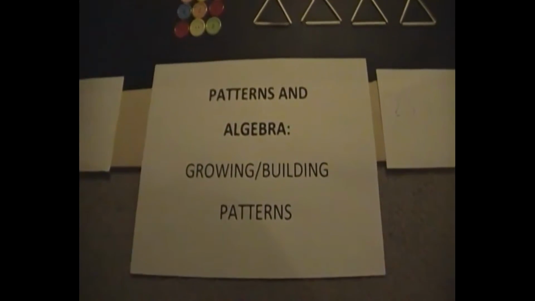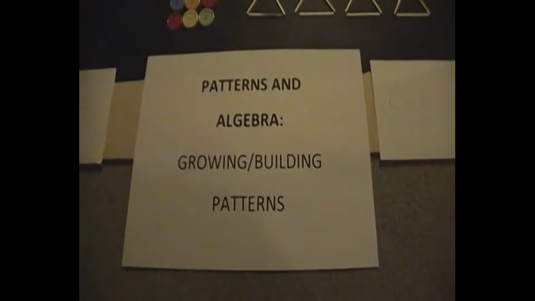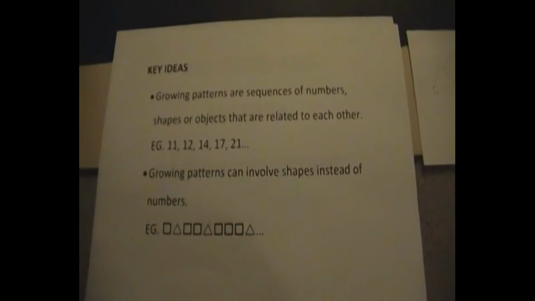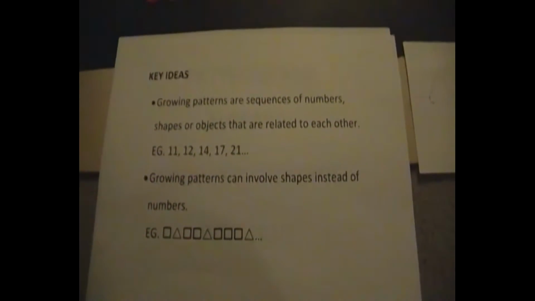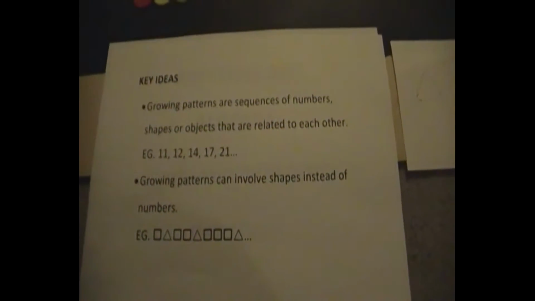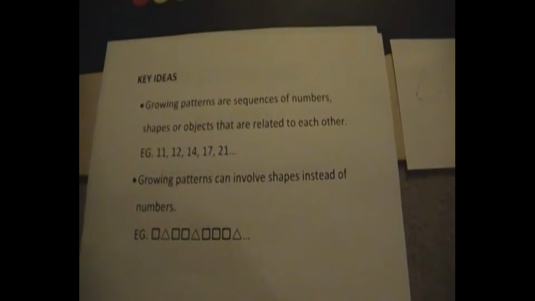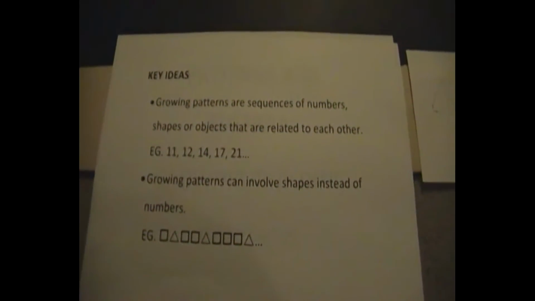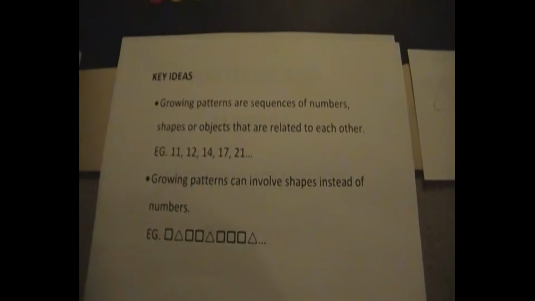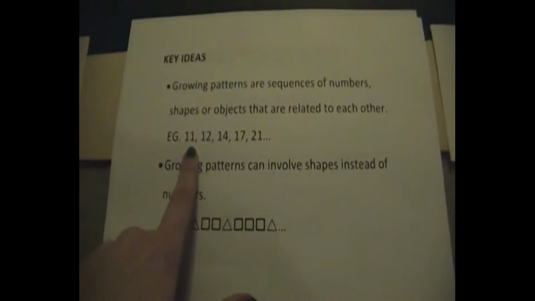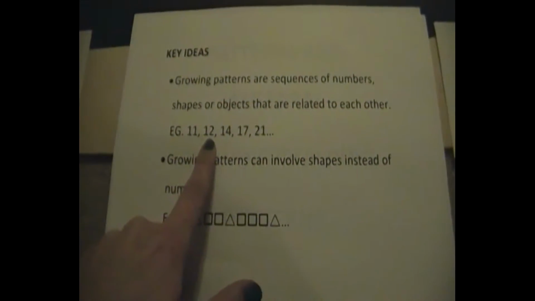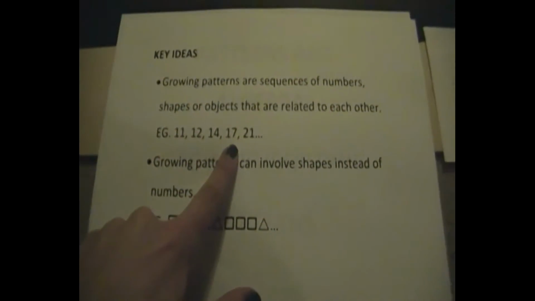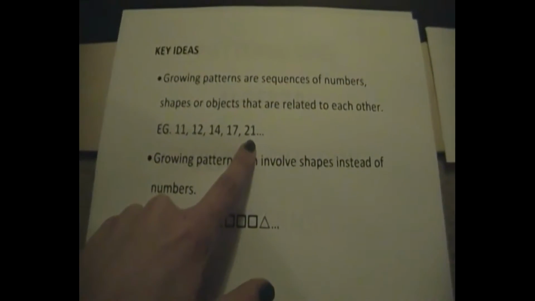Today I will be talking about growing patterns, which are also known as building patterns. Key ideas. Growing patterns are sequences of numbers, shapes or objects that are related to each other. For example, here we have 11, 12, 14, 17 and 21. Here we can see that 11 plus 1 equals 12, 12 plus 2 equals 14, 14 plus 3 equals 17, and 17 plus 4 equals 21.